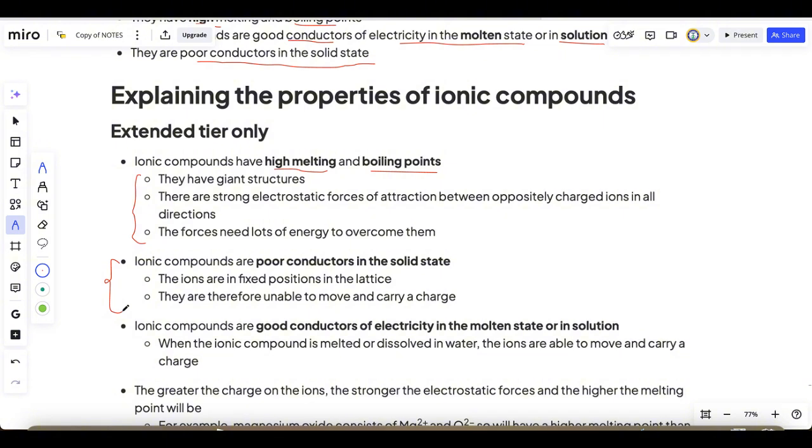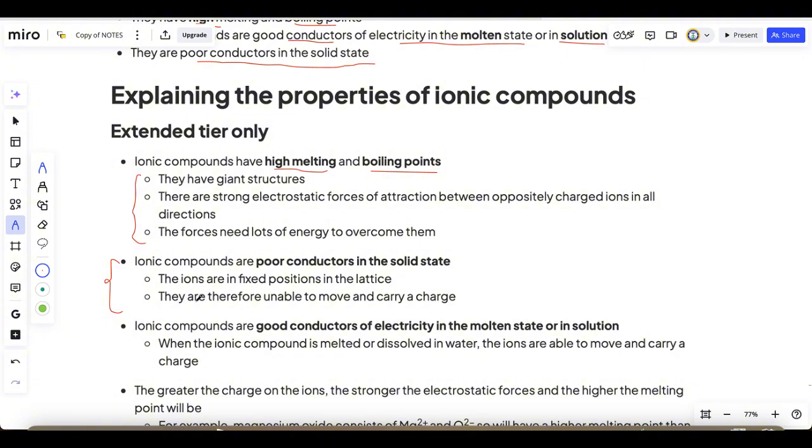So there is no electron moving. For something to conduct electricity, the charge has to move, it has to become a mobile charge. The ions are in fixed positions, and they are therefore unable to move to carry the charge. Since the ions are in fixed positions, they are not able to move to carry the charge. So this is why they are poor conductors.